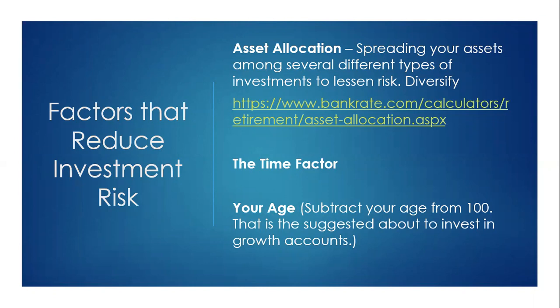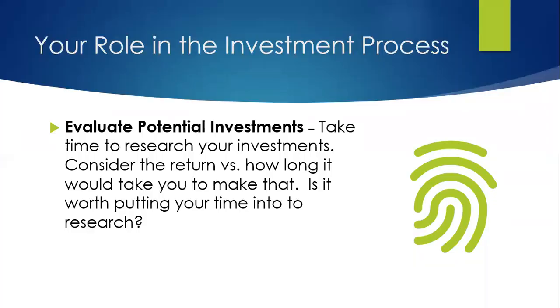So a neat little way you can look at that time factor is take your age, subtract it from 100. That's about how much they suggest to invest in growth. Remember, the riskier accounts. So if you are 30 years old, you subtract 30 from 100, that would be 70. So about 70% of your money you could invest in riskier investments. If you're 60, if you subtract 60 from 100, it'd be 40. So only 40% would be invested in something a little riskier. So that's a neat way to calculate it.